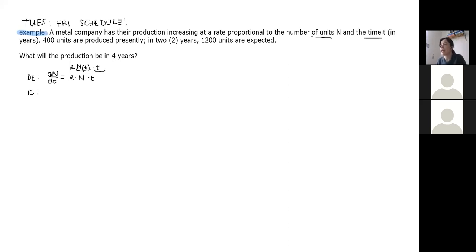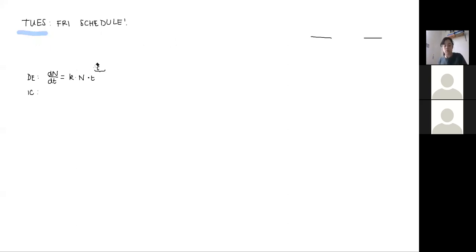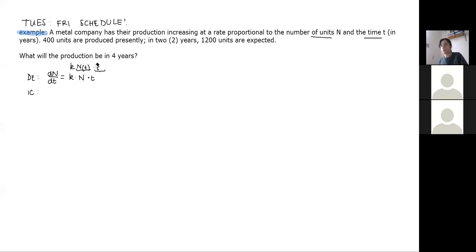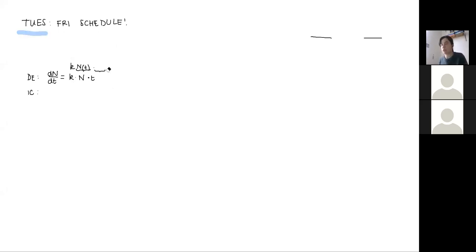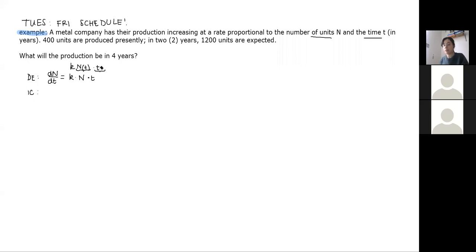All right. Show of hands for those of you who had come up with the exact same differential equation. Whoops. That's not what I wanted to do. Okay, whatever. All right. So this is the first thing that we have, which is the differential equation.